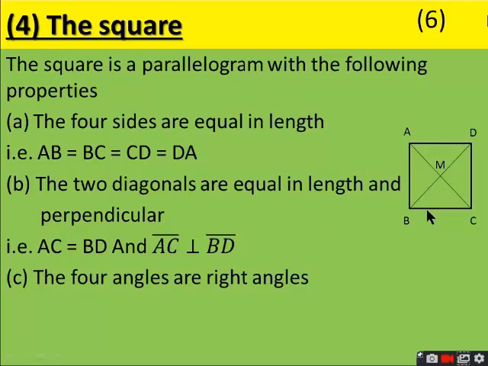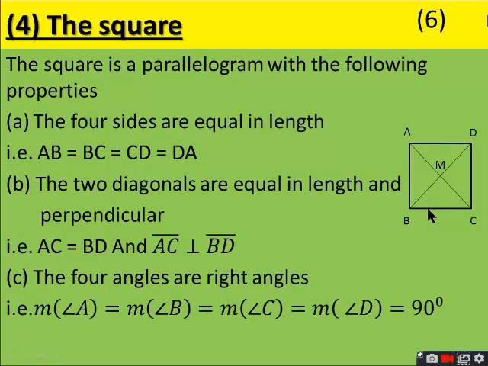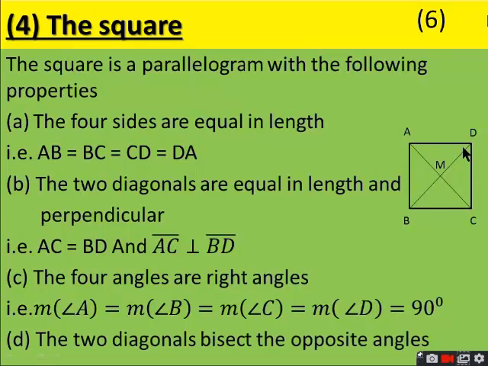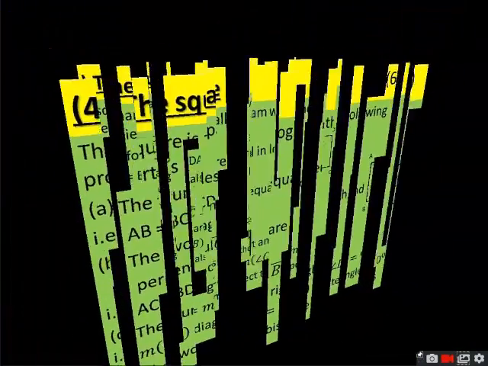The third property: the four angles are right. The measure of angle A equals 90, the measure of angle B equals 90, the measure of angle C equals 90, the measure of angle D equals 90, and so on. And also, the diagonals bisect the opposite angles.